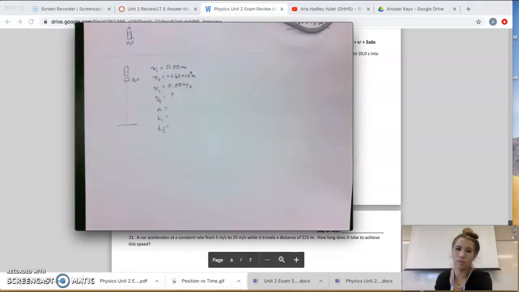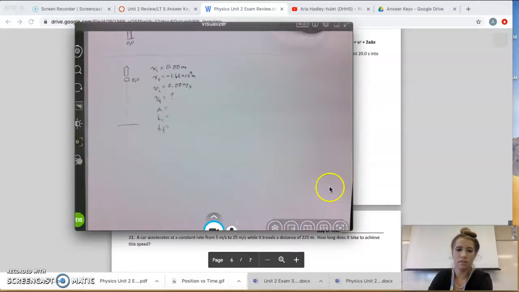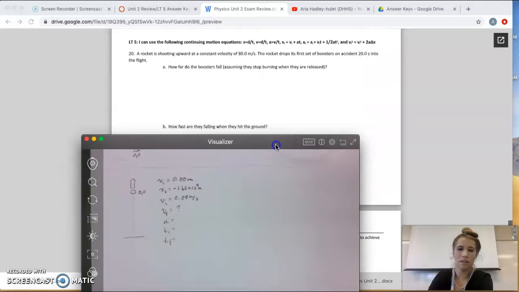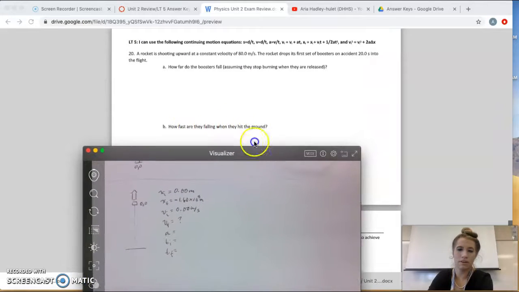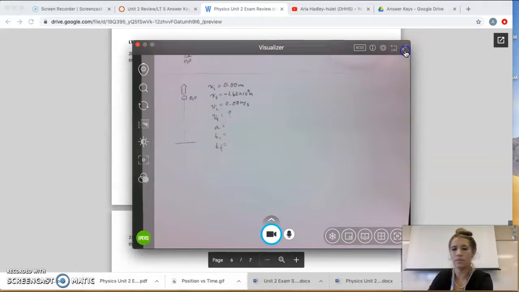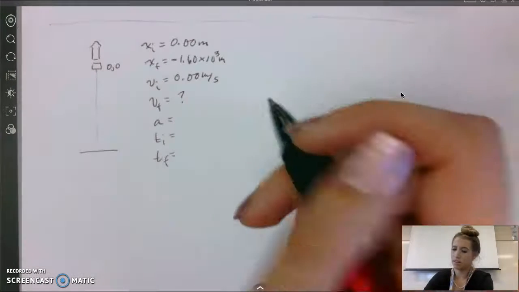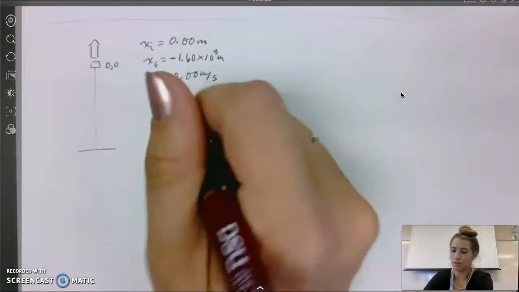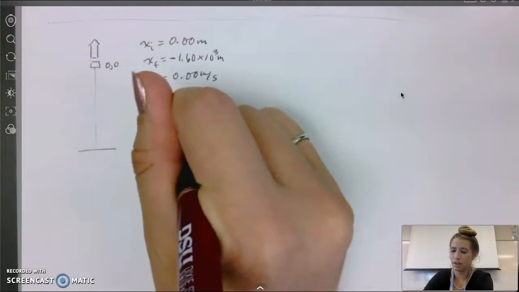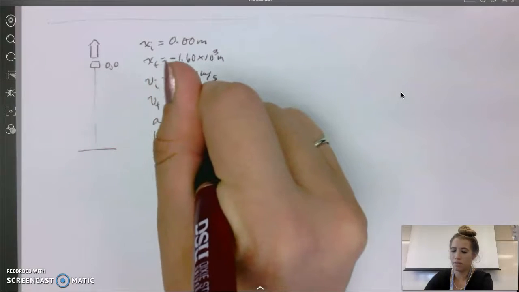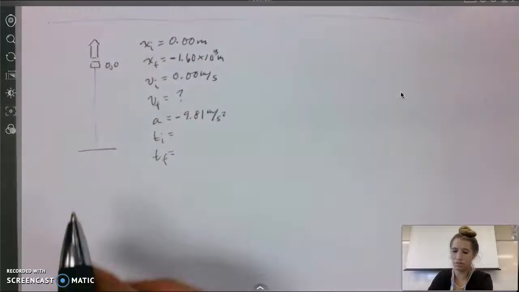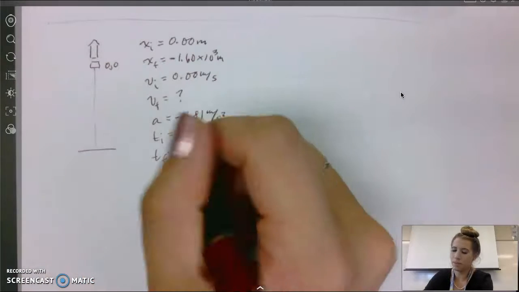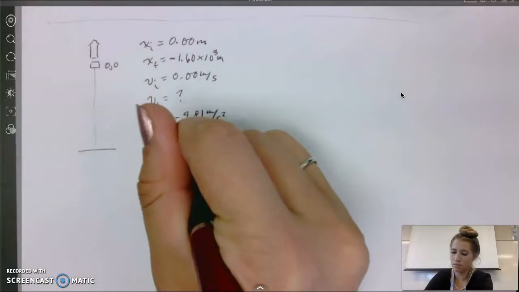Velocity final is what I'm solving for, because the question asked how fast they are falling when they hit the ground. So that would be that final velocity when they hit the ground. And acceleration is my acceleration due to gravity, so that'll be negative 9.81 meters per second squared, negative because that acceleration is down towards Earth. Time initial is 0.